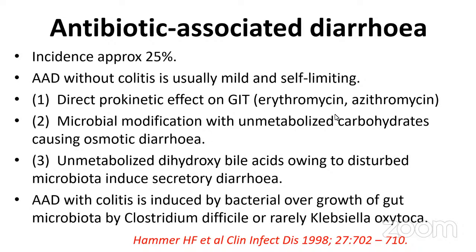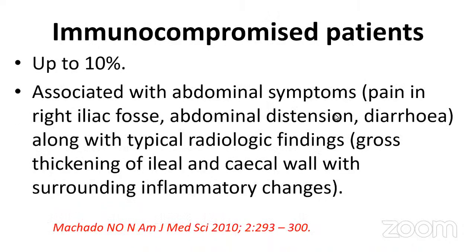Antibiotic associated diarrhea with colitis is induced by bacterial overgrowth of gut microbiota by Clostridium difficile or rarely Klebsiella oxytoca. So usually we see Clostridium difficile in our ICUs. But next slide, please. Immunocompromised, up to 10%, associated with abdominal symptoms, pain in right iliac fossa, abdominal distension, diarrhea, along with typical radiological findings, gross thickening of ileal and cecal wall with surrounding inflammatory changes in the immunocompromised. Next slide, please.